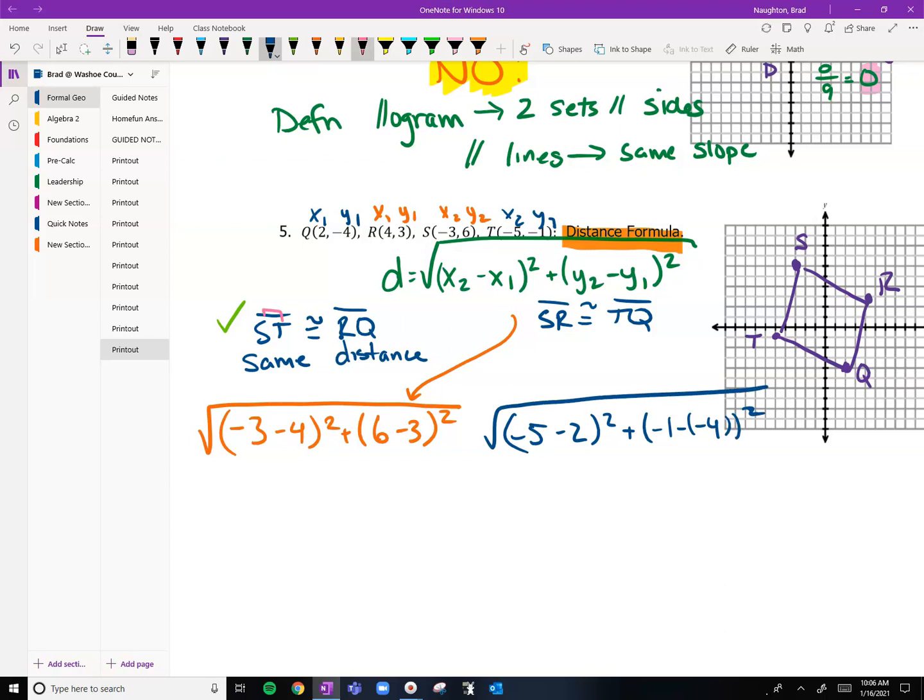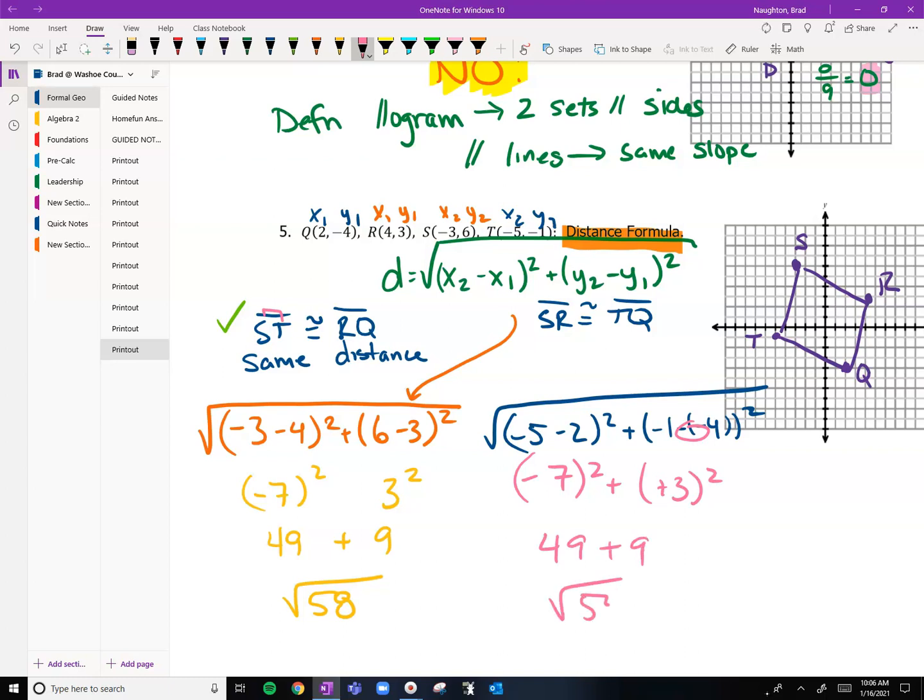Alrighty. So if we take a gander here, I'm going to get negative 7 squared, which is 49, and 6 minus 3 is going to be 3 squared, which is 9, and when I add those, that's going to be 58. So my goal is that I get 58 over here. So negative 7 squared plus, and this is going to be a negative, and negative is going to make that a positive, so it's a positive 3 squared. So 49 plus 9 is 58. Yay, check. So it is a parallelogram because these opposite sides are the same, because we proved that using the distance formula.